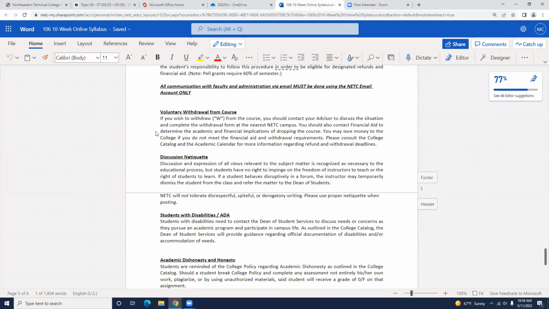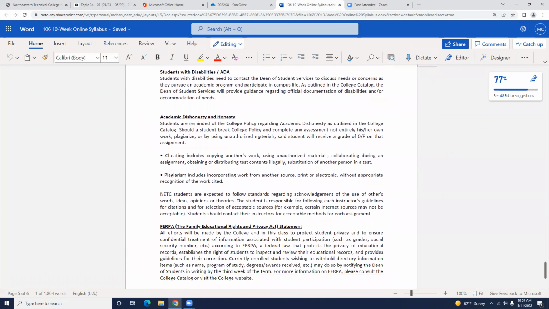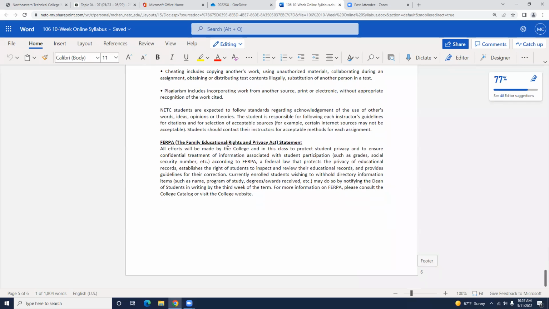Voluntary withdrawal from the course: I will show you how to withdraw from the course in a minute. Students with disabilities: if you have a documented disability and require accommodation, please contact the Dean of Student Services. He or she will provide guidance regarding official documentation of disability and accommodation needs. You can read up on the academic dishonesty and honesty policies. FERPA, the Family Educational Rights and Privacy Act, states that your academic information, such as grades and attendance, is protected by a federal law.